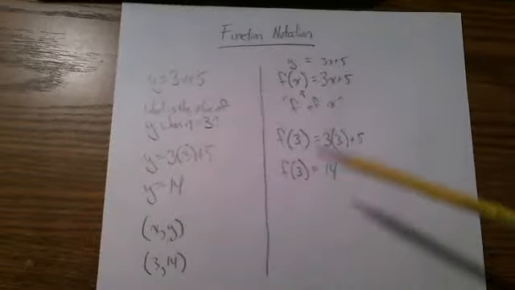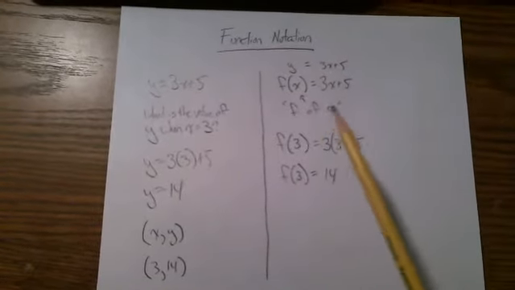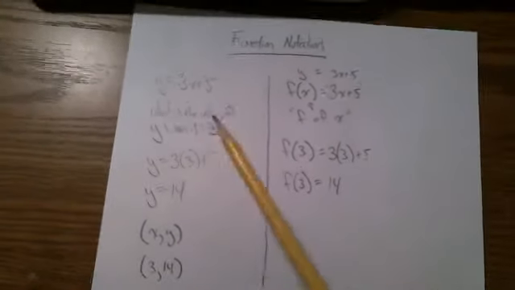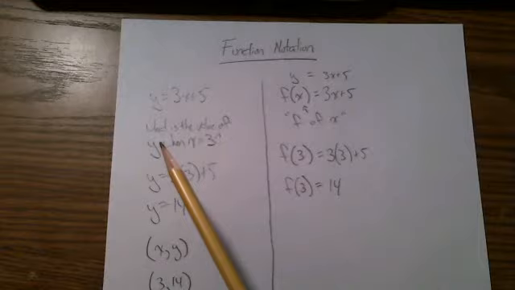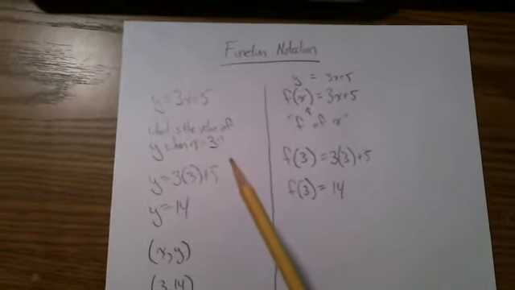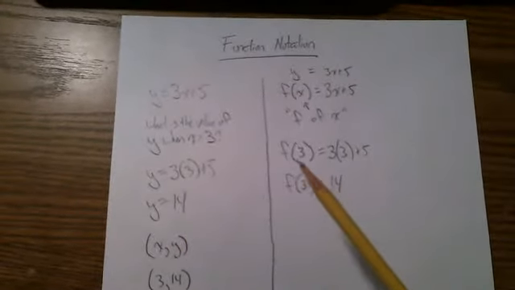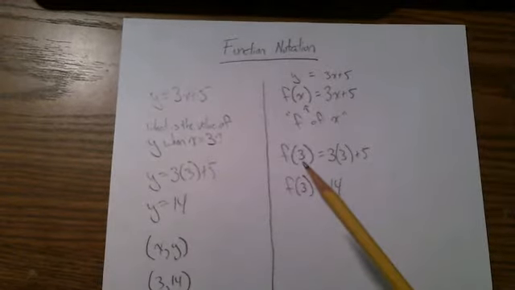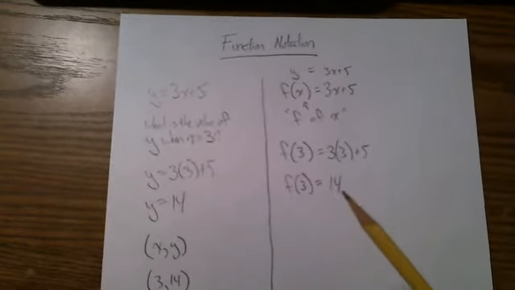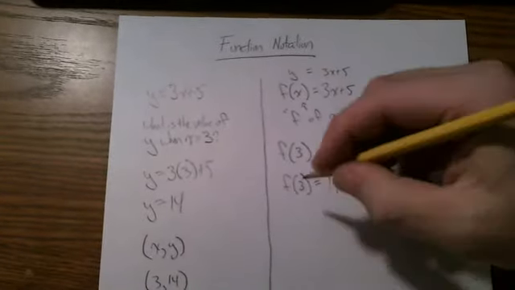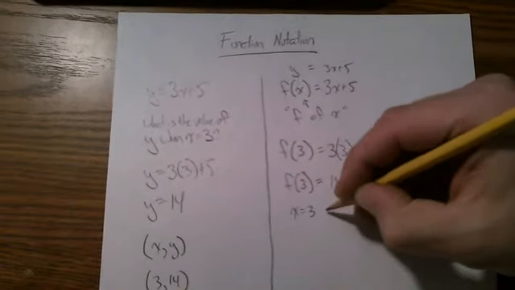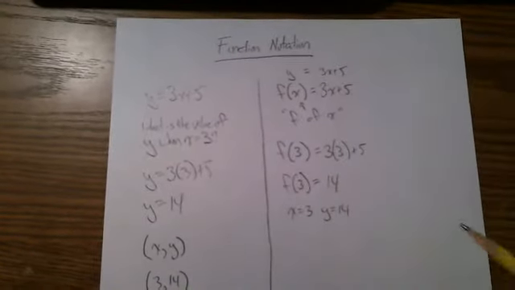Take a look at how much shorter that is. And I even had some notes written in here. Over here I had to write this whole big sentence that says, what is the value of y when x equals 3? Yeah, I ended up with y equals 14. But look how much more abbreviated this version is. This simply says f of 3 is what? Well, f of 3 is 14. And what that's telling you is, when x equals 3, y equals 14.